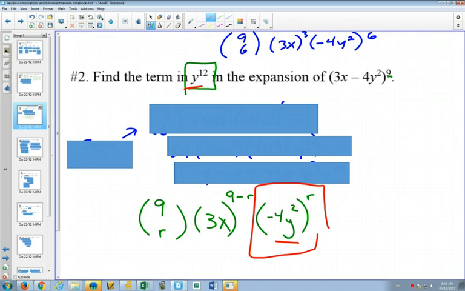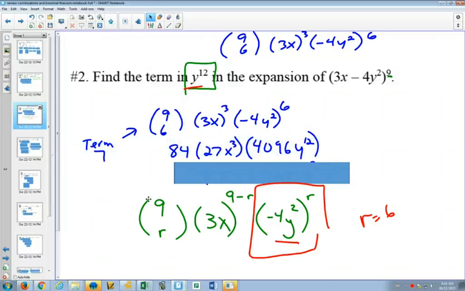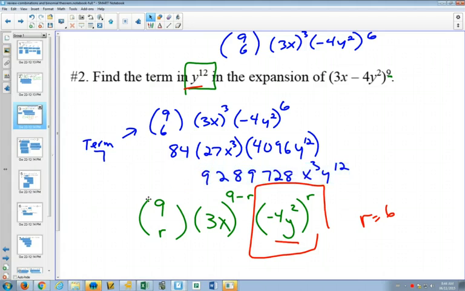So from this one, you can just start your formula. You could put r in temporarily, and then you would find out that r has to be 6. And then from there, plug it in. It's term 7 if r is 6. Plug in all our values, and get our final answer.